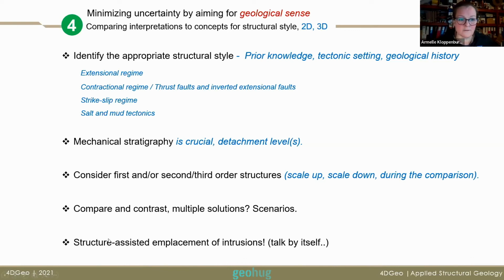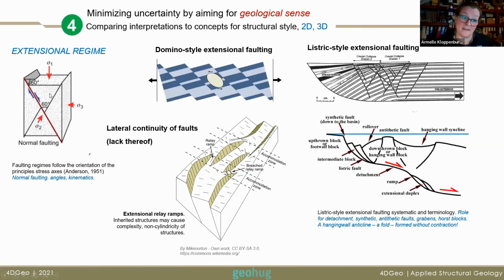Okay, and then there's of course a whole topic on the structure-assisted emplacement of intrusions, which is a talk by itself, but fundamental to get that structural style right. So even if you know or think you know which regime you are in, and I'm just going to take one of the most straightforward, an extensional regime, there's still lots of uncertainty and lots of different styles that you may want to test or consider. So I've visualized two end member structural styles, if you like, for extension here.